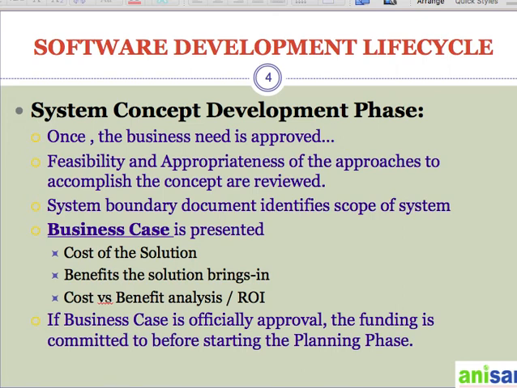Now, software development life cycle, the next phase we are talking about is the system concept phase, the development phase. This is very important. System concept, or you may call it solution vision and scope, either way is fine. When the business need is approved by stakeholders, the solution enters the next phase to define and detail the solution scope. During this phase, the business analyst, project manager, and stakeholders define the boundaries and review the proposed solution for further viability and suitability.